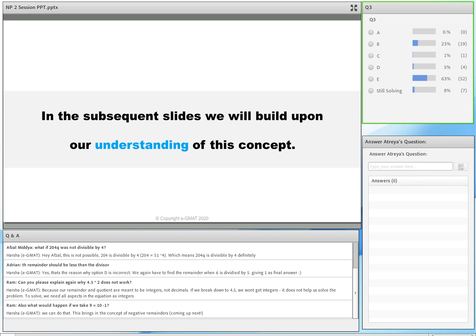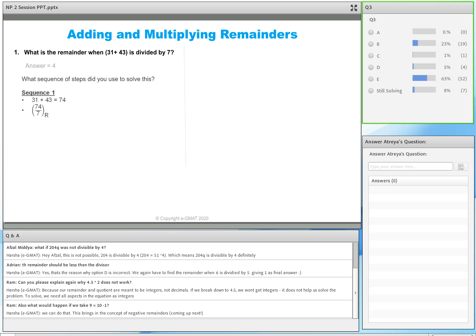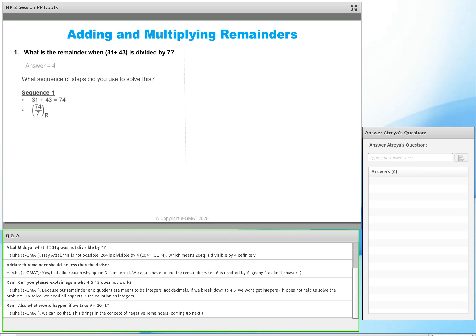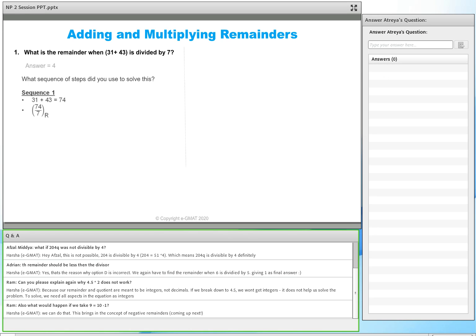All right, so now in the subsequent slides, we are going to understand this concept only, and learn a few more things which are very handy when it comes to GMAT questions. Now, what is the first thing? Let me ask you a question, and very quickly let me hide the poll for this question, and just broaden the short answer poll.